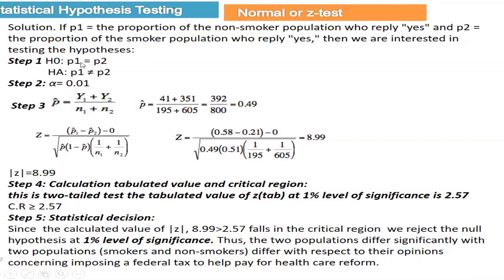Remember, when the value falls in the critical region, that is the rejection region. Critical region means rejection region. When our calculated value falls in the critical region, we do not accept the null hypothesis. We accept the alternative hypothesis.